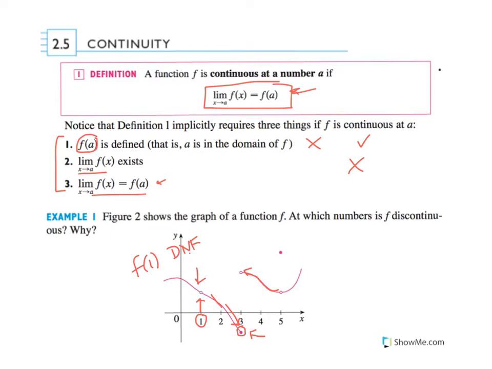At x equals 5, that last case, notice f of 5 does exist. It's right here, that closed circle. And notice as I approach 5 from the left, it approaches the same value as 5 from the right. So the limit exists. In this case, step 1 is true, step 2 is true, but notice that the limit does not equal the output in step 3. In fact, we call this a removable discontinuity.